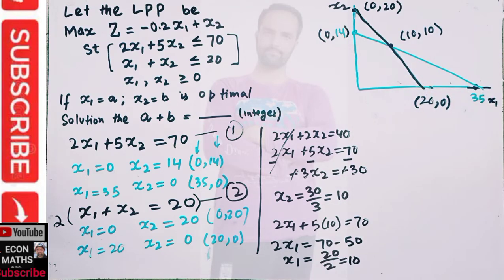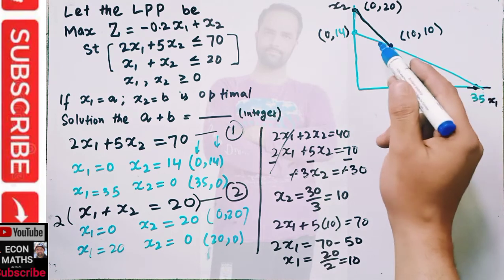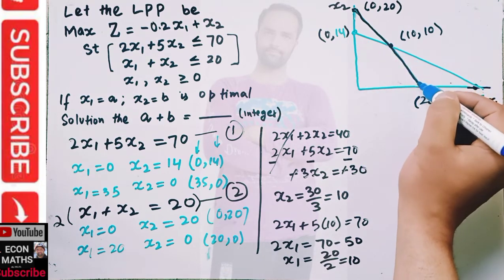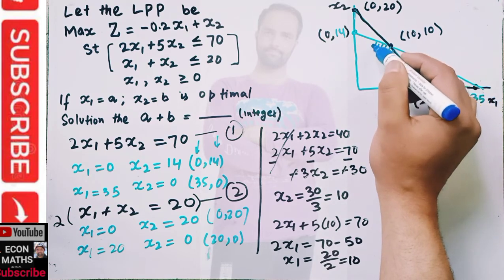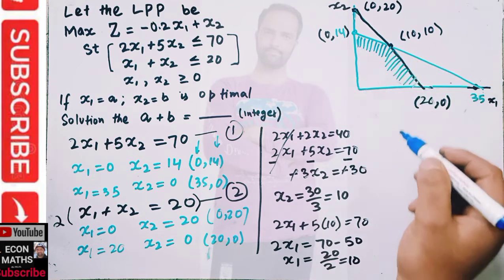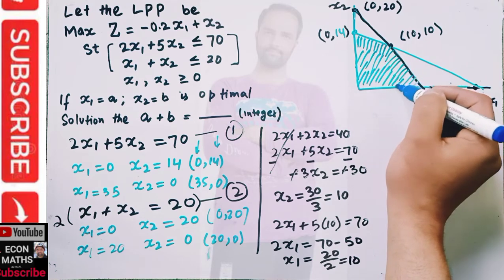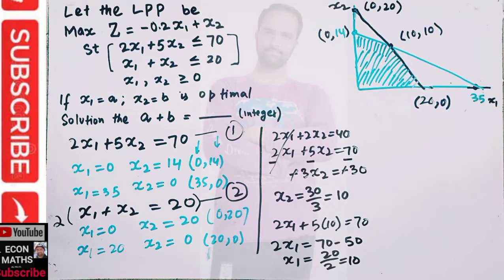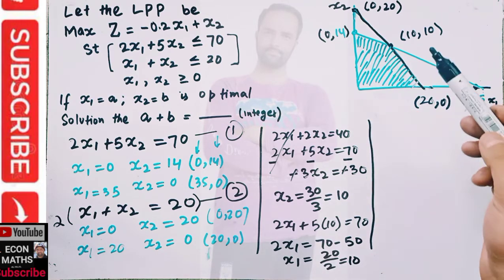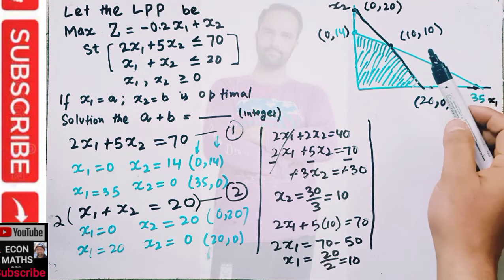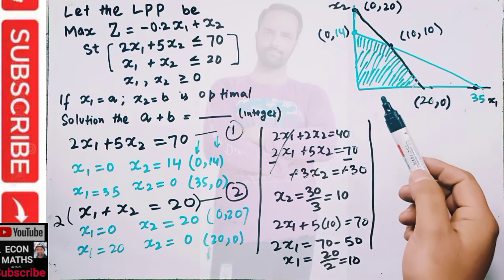Okay, and what is our feasible region? The feasible region is that very region which is bounded by these two lines. So this region, the common region of these two lines, is what we call the feasible region. In the feasible region we would have the optimal solution. The feasible region is the region which is bounded by the two lines, which is the common region here.